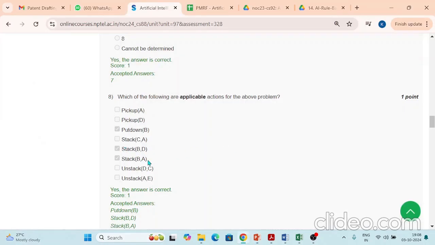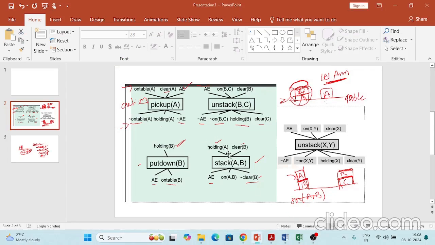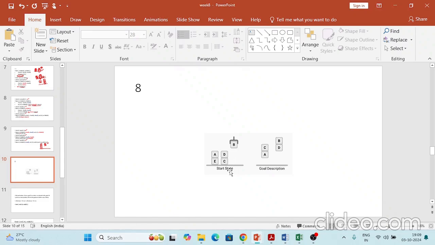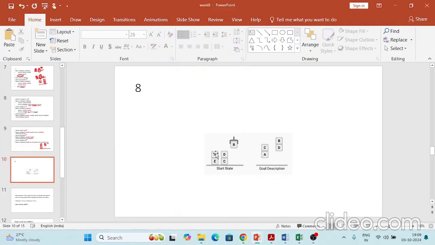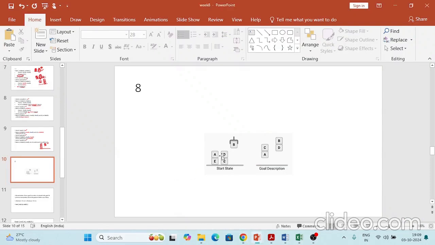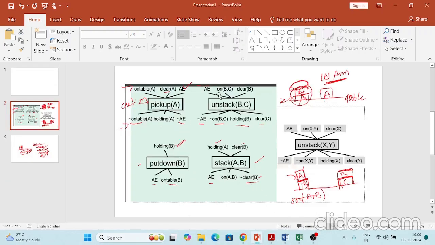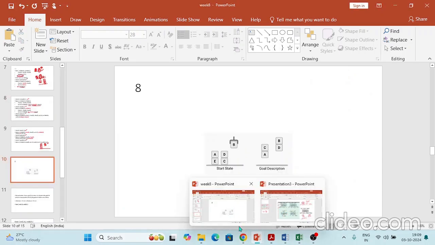Stack BD. Now we can perform stack BD. The preconditions are holding B, clear D. Those two are satisfied here, clear D, holding B. So I can perform stack BD. Stack BA, holding B, clear A. I can do that one also. Unstack DC. What are the preconditions required for unstack? Unstack means arm empty. But here the arm is not empty, so I can't perform that particular action.